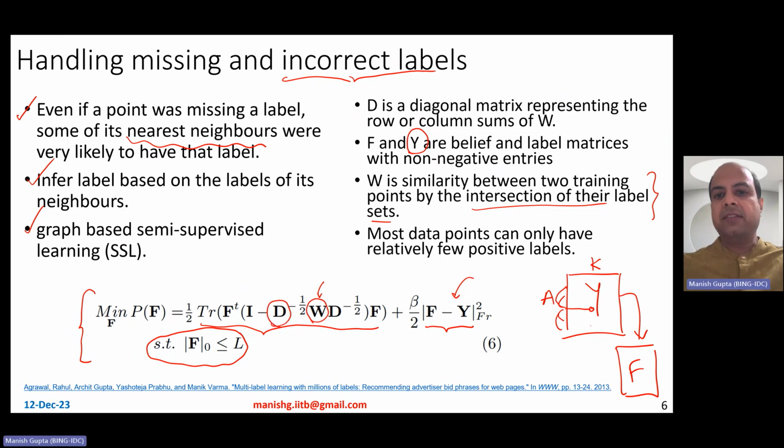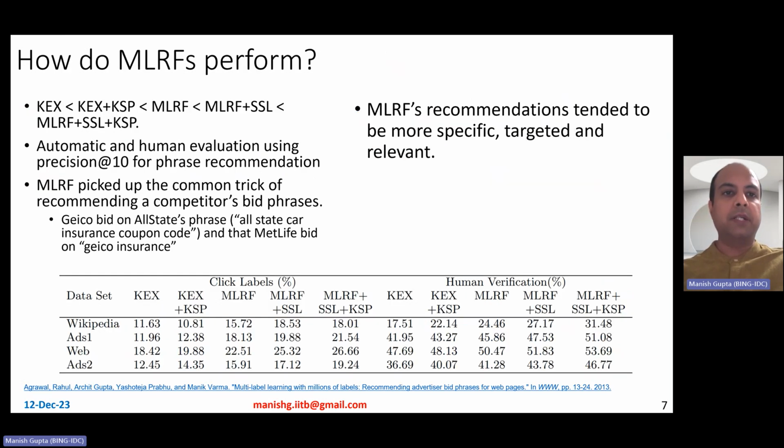Now D is basically a diagonal matrix representing the row or the column sum of W. And what you want to do is optimize this function so as to minimize this value and find the right F. Once you find the right F, you train your MLRF, random forest, on this smoothed out data set, and that gives you much better results.